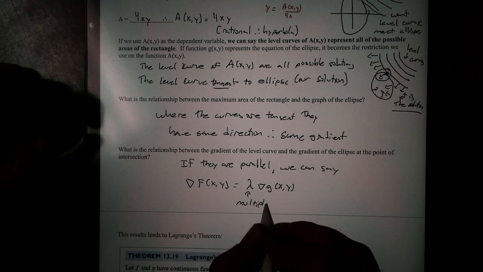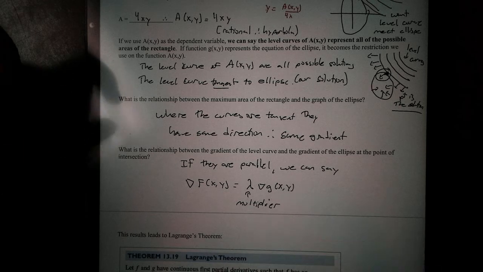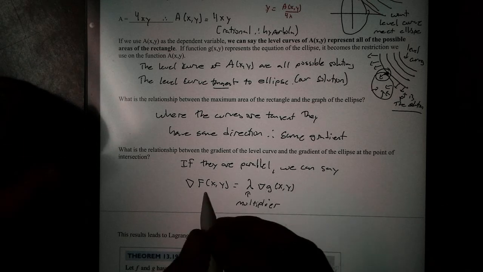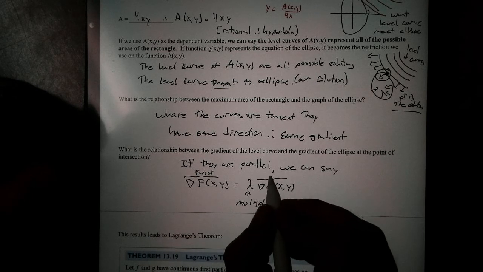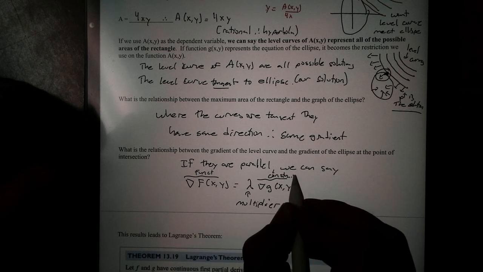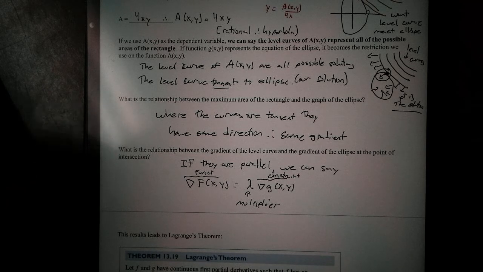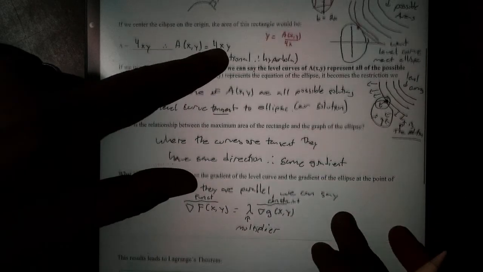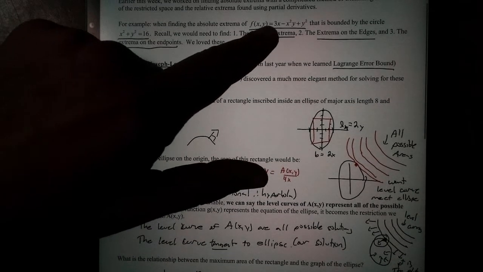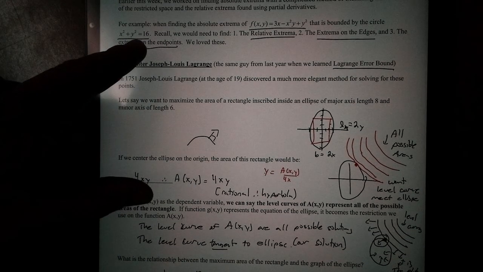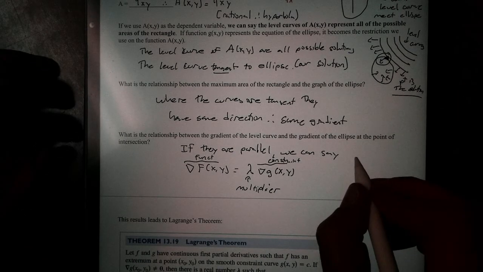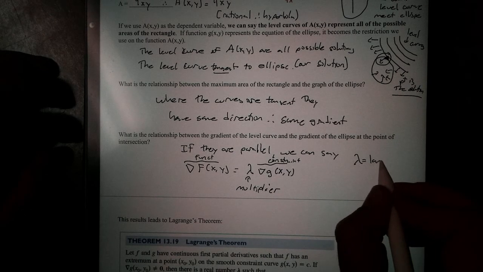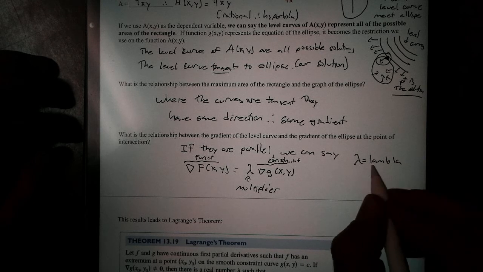Who came up with this multiplier? Well, Lagrange. So this is going to be the function that we are trying to maximize. This is the constraint. What's constraining us? In this case, f of x would be our function up here, and g of x would be our circle. Now, the multiplier is the Greek letter lambda. We call it the Lagrange multiplier.